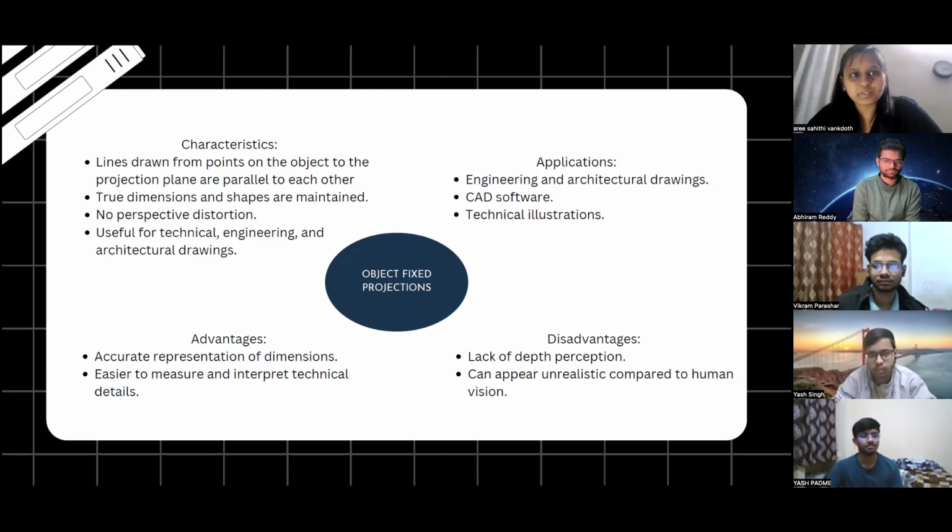A few of the characteristics of object fixed projections include lines drawn from points on the object to the projection plane being parallel to each other. As I said earlier, true dimensions and shapes are maintained, and there is no perspective distortion. It is also useful in technical engineering and architectural drawings. Its applications include engineering and architectural drawings, CAD software where 3D objects are represented on a 2D plane, and technical illustrations.